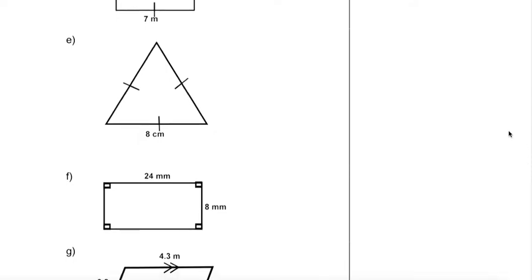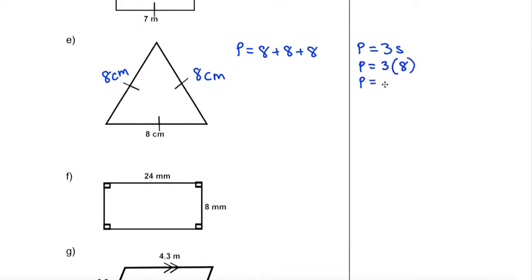Part E, we have an equilateral triangle. Again, all of these sides with the lines through them show that they are the same measurement. An equilateral triangle has 3 sides that are all the same. So again, I could either add up each of those sides, or I could use a formula. Because all of my sides are the same, the perimeter could be 3 times s, or 3 times 8, which will give me 24, and my units are centimeters.